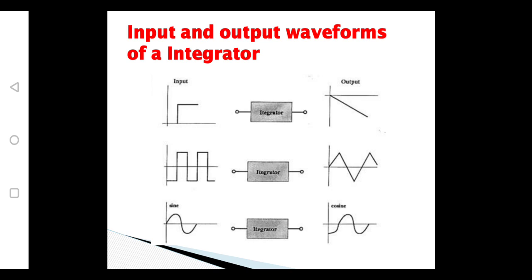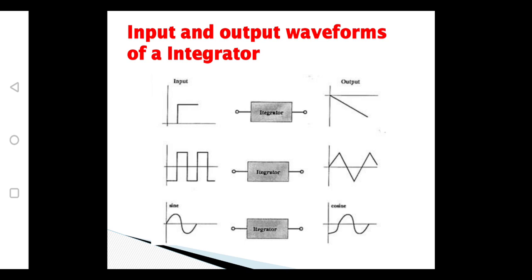Now let us see what the input and output waveforms of an integrator are. If the input for an integrator is a step waveform, which after some instant, that is t greater than or equal to 0, will have constant amplitude, then if we integrate the constant amplitude, we'll be getting the output as a negative going ramp, and the slope of this negative going ramp depends upon the value of t.